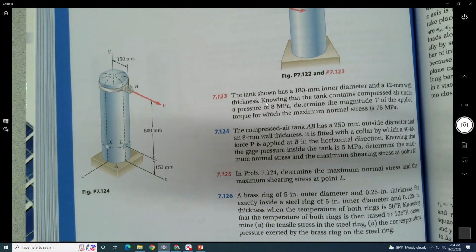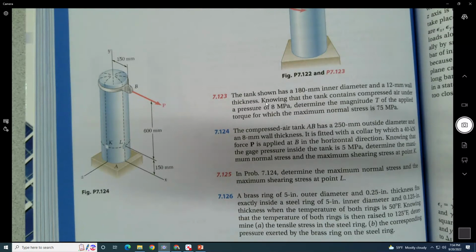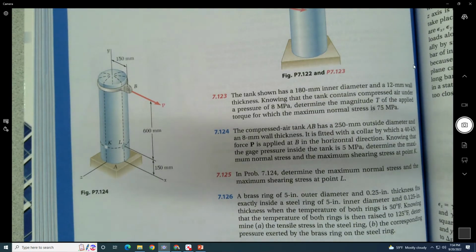Determine the maximum normal stress and maximum shearing stress at K, and then also at L, right? So problem 125. So which one's K and which one's L? This is K. This is 124, and this is 125. So I think 125 is going to be a little bit more interesting, but we could kind of do both, but it's just going to take up a little bit more of our time.